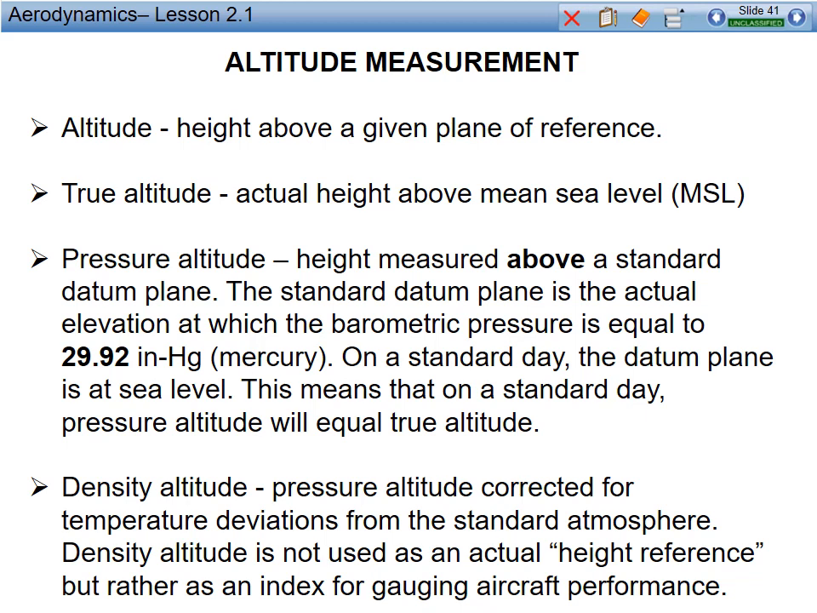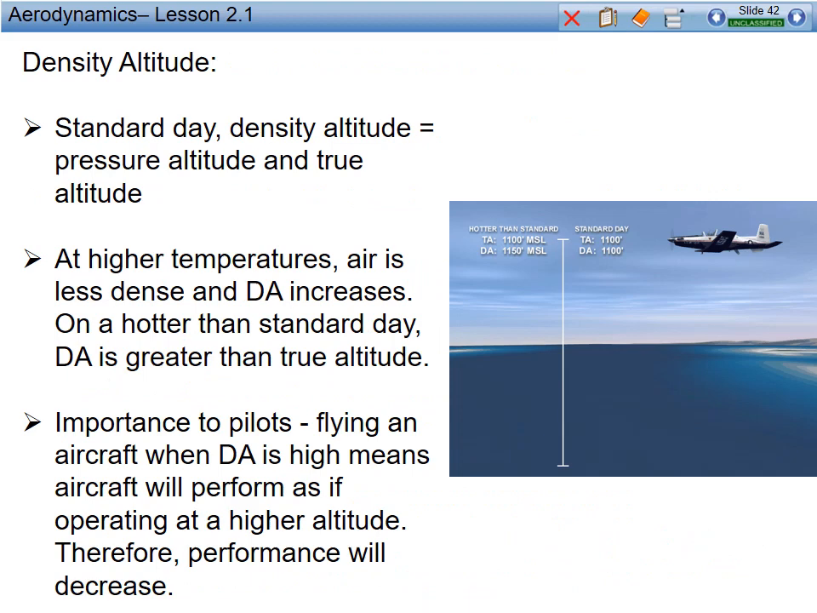Density altitude is pressure altitude corrected for temperature deviations from the standard atmosphere. Density altitude is not used as an actual height reference, but rather as an index for measuring aircraft performance. On a standard day, density altitude will equal pressure altitude and true altitude. However, at higher temperatures, air is less dense, and density altitude increases. On a hotter than standard day, density altitude is greater than true altitude.